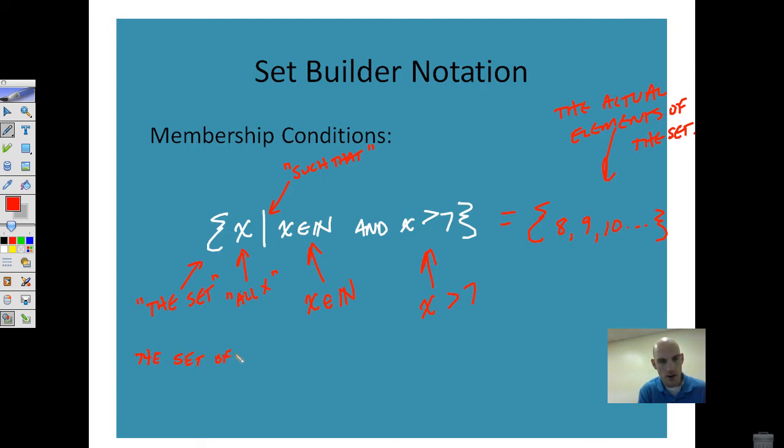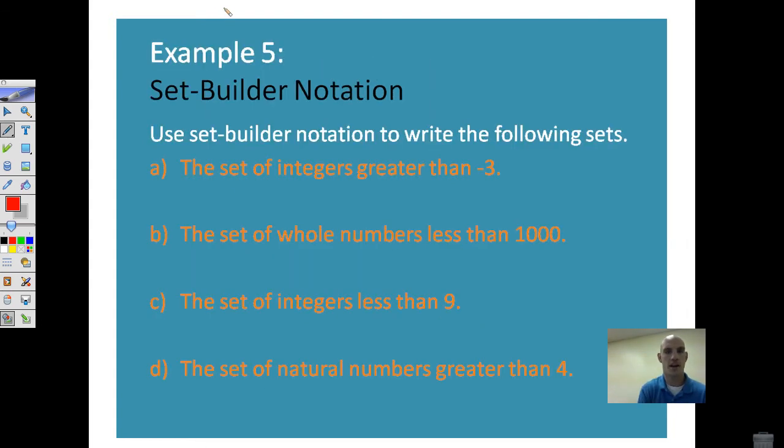This is read: the set of all numbers x such that x is an element of N, greater than 7. x is all of the numbers in N that are greater than 7. We built this set. This is a shorthand form of saying both this and this. Shorthand form. Let's look at it again.